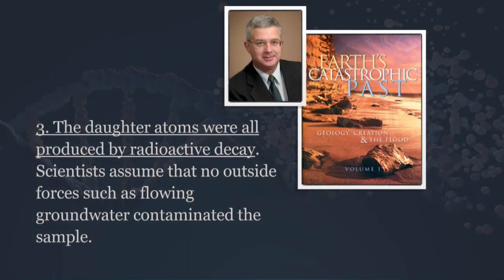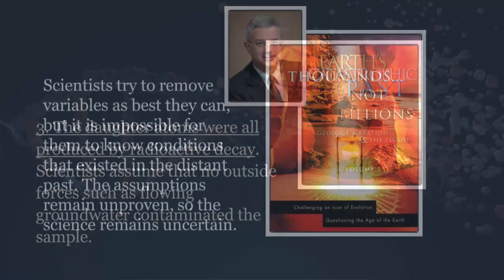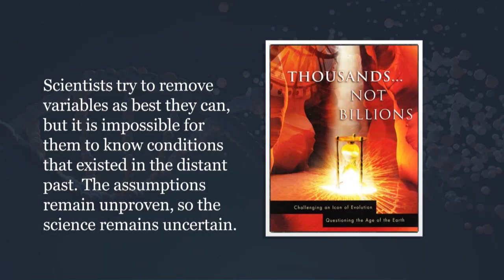Number 3, the daughter atoms were all produced by radioactive decay. Again, that's an assumption. Scientists assume that no outside forces, such as flowing groundwater, contaminated the sample. Scientists try to remove variables as best they can, but it's impossible for them to know conditions that existed in the distant past. Why? Because nobody was there. So the assumptions remain unproven. So the science remains uncertain. Only God was there to tell us, and he told us what happened in the Bible.